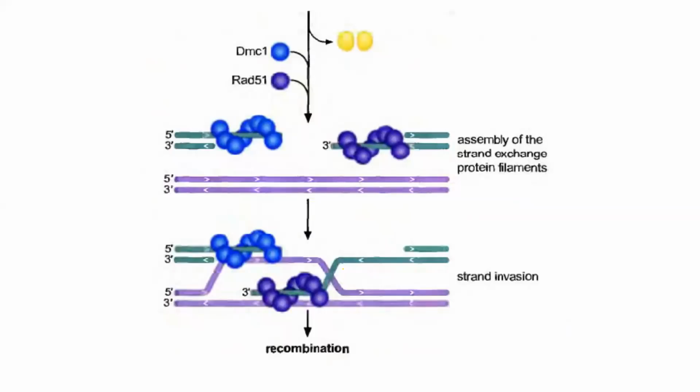Next, you can see RAD51 and DMC1 have come into the picture, and the MRX will leave. And the RAD51 and DMC1 have coated these single-stranded DNA tails. How RAD51 and DMC1 are loaded onto these tails, we will see that also shortly, like how RecA is loaded by RecBCD in E. coli. After these tails are loaded with DMC1 and RAD51, they will do the classic strand exchange, because the strand exchange protein filaments are formed.